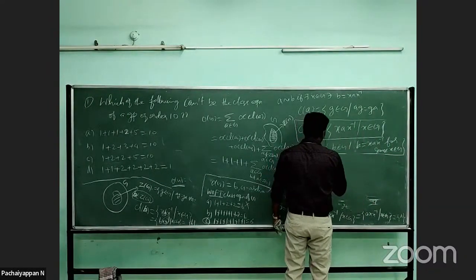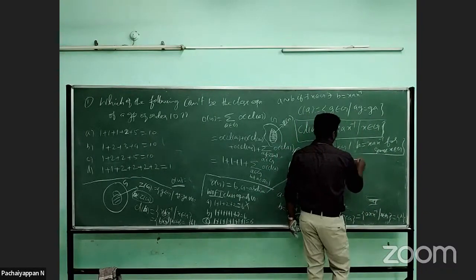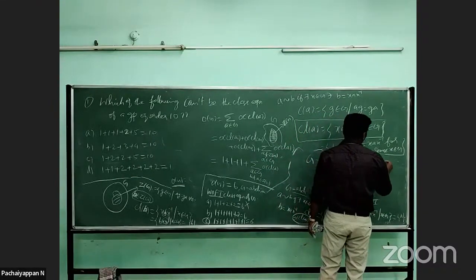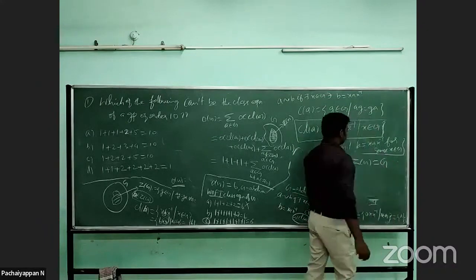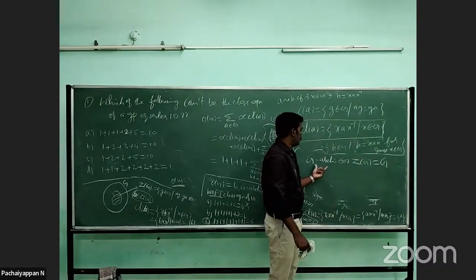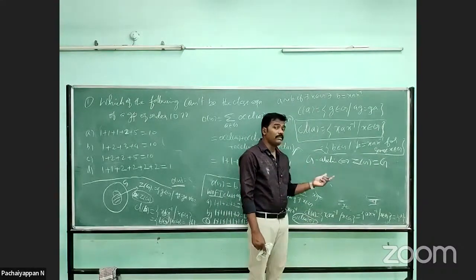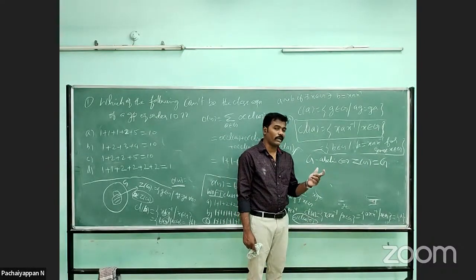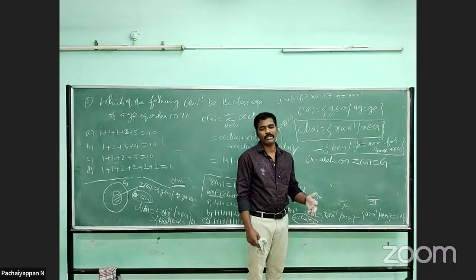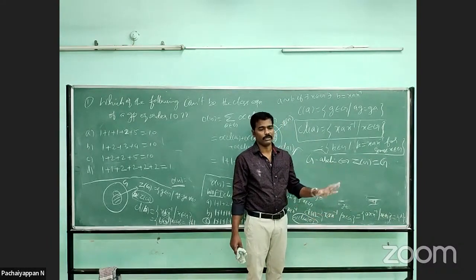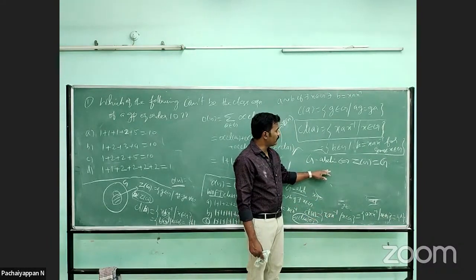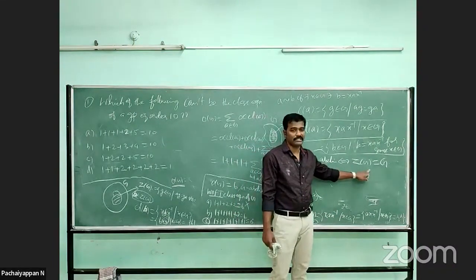G is abelian if and only if the center of G is equal to G. Actually, if G is abelian, it means xy equals yx for all x and y. It commutes with every element. You take any two elements, they commute. That is abelian. Instead of saying abelian, you have to say these things.